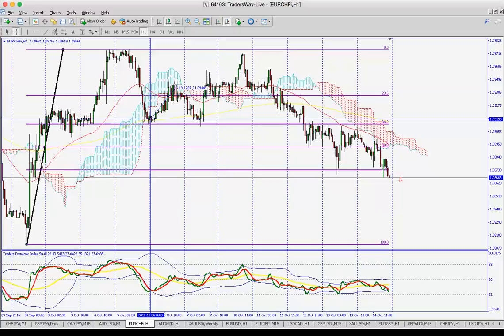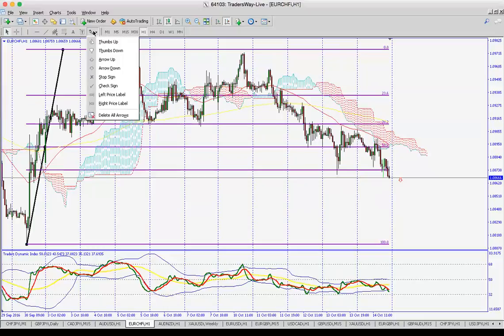It tested the 23.6 again and bounced back down, tested it again, and kind of just teetered around, went back up, and tested the high, right? This would have been another great area to place a sell right in here, right in here, right?